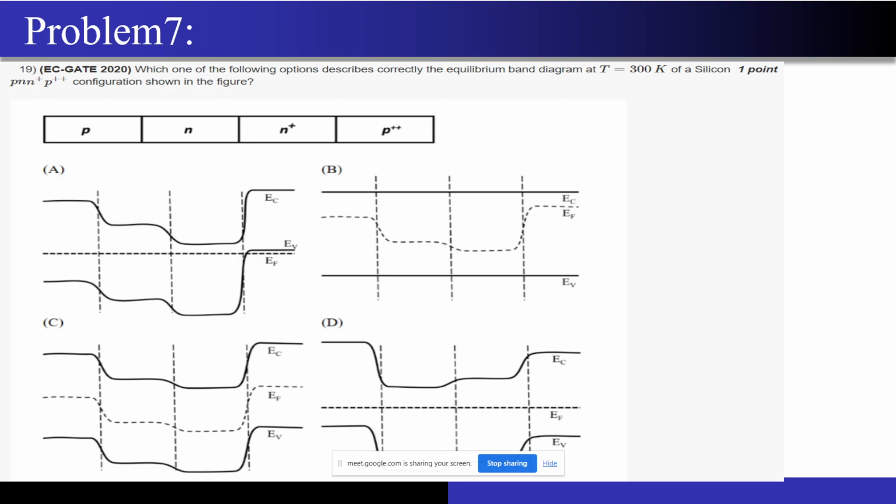This is a very simple and easy question. It came in the GATE 2020, right? Now you guys are going to solve it. I'm not going to solve it, right? So which one of the following options describes correctly the equilibrium band diagram at T equal to 300 Kelvin for a silicon P n n plus p plus plus? What the hell is this?